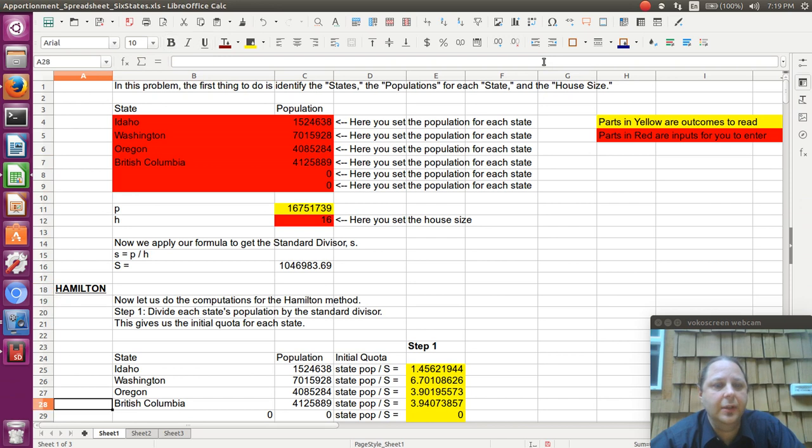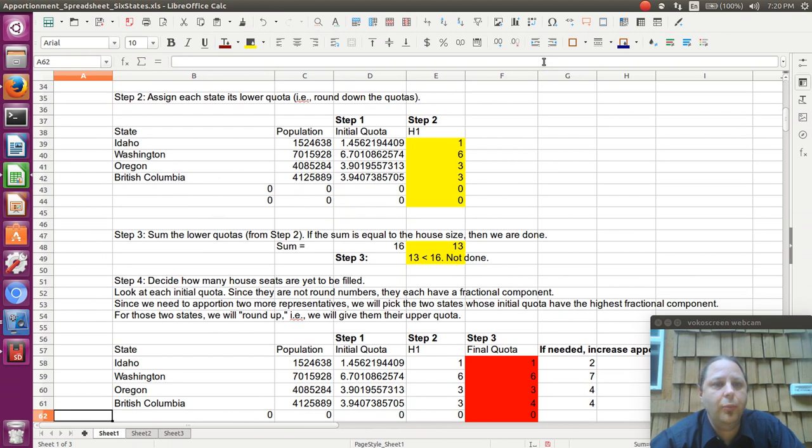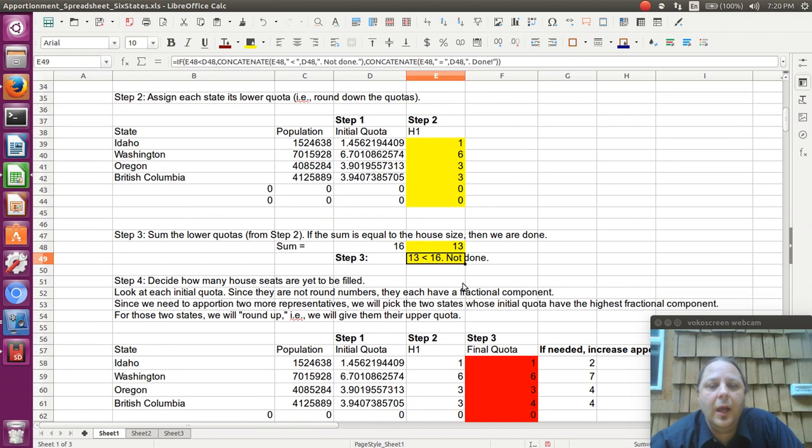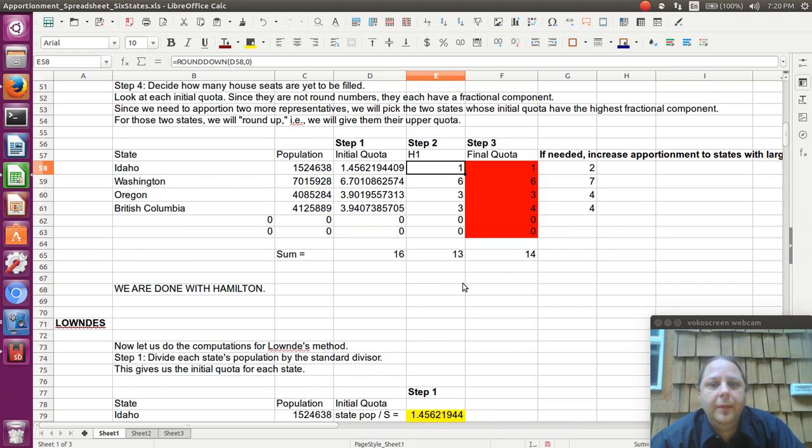Okay. Now, using the Hamilton method, I go to the section that says Hamilton. I scroll down. All of this is just information. Step 1 and Step 2 really just do the apportionment for me. And I look here at the important part where it says I have apportioned 13 seats using Hamilton, and that's, of course, not correct. I need 16.